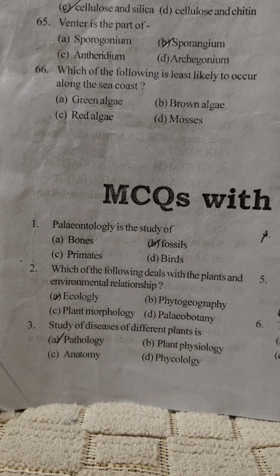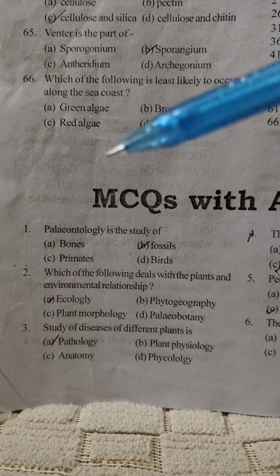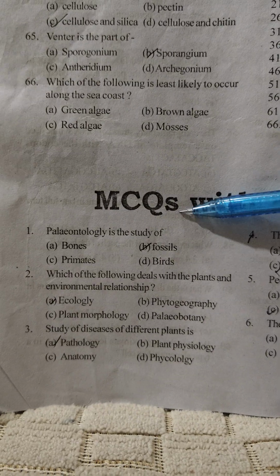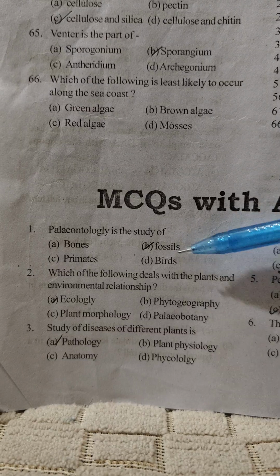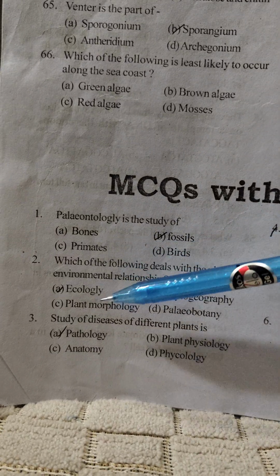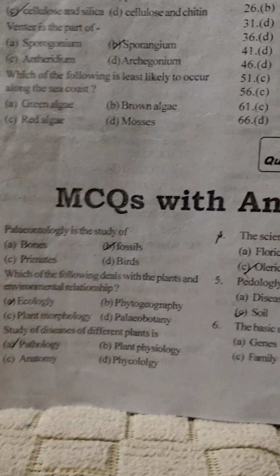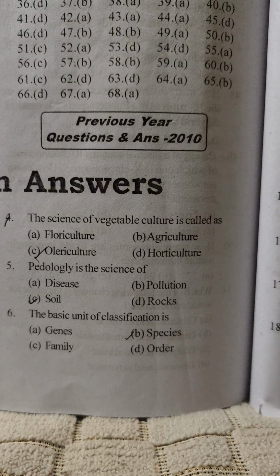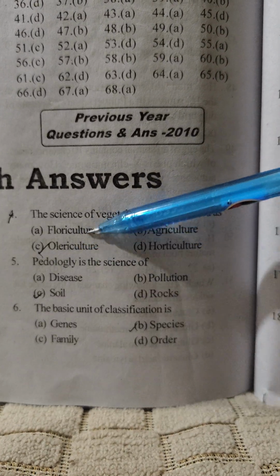Okay, so this is 2009 OUAT previous year question. First question, look. Paleontology is the study of fossils. Which of the following deals with the plant and environmental relationship? That is ecology. Study of the diseases of different plants is pathology. Simple भाई, simple. Then the science of vegetable culture is called olericulture.